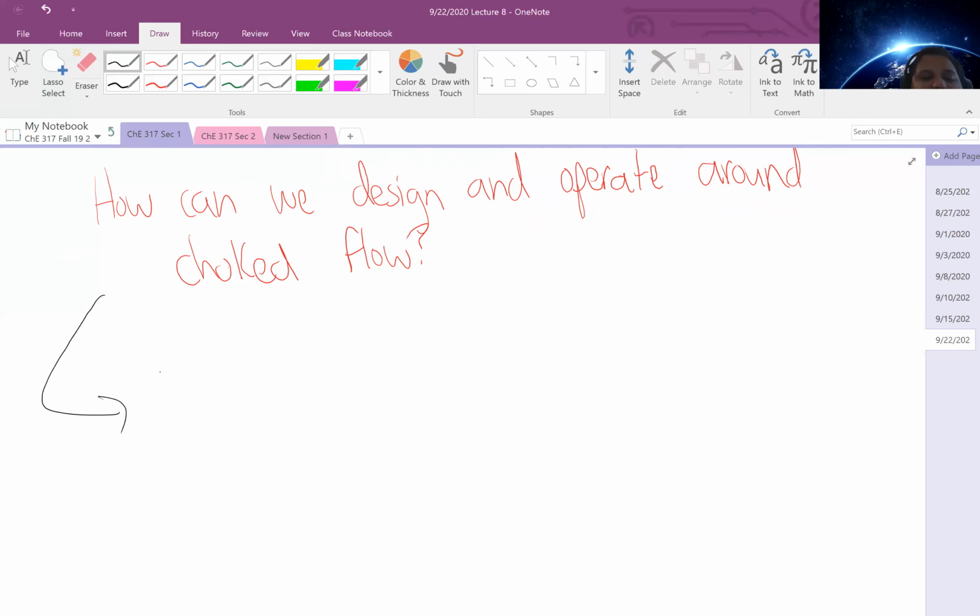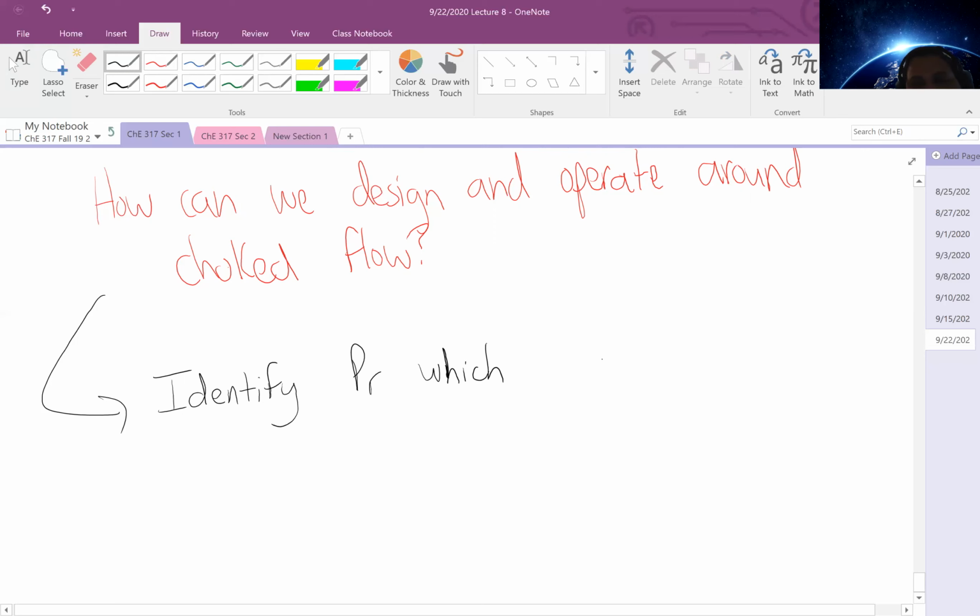All right, so we can identify the pressure ratio which results in choked flow. Here, let me clean up my handwriting. I apologize. All right, I should say choked flow.